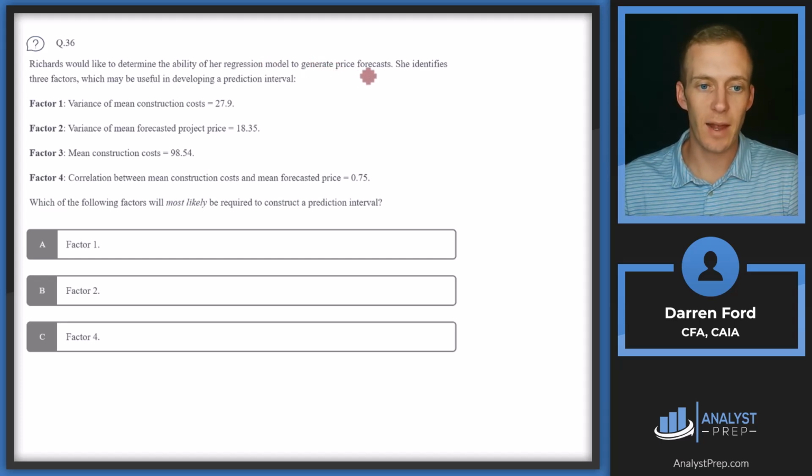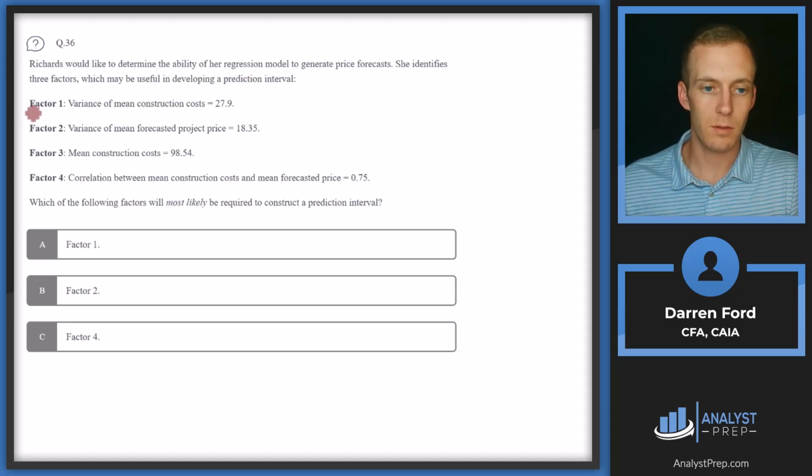Question 36. Richards would like to determine the ability of her regression model to generate price forecasts. She identifies three factors which may be useful in developing a prediction interval. So we've got factor 1, 2, 3, and 4, and those factors are variance of mean construction cost, variance of mean forecasted project price, mean construction costs, and then correlation between mean construction costs and mean forecasted price. Which of the following factors will most likely be required to construct a prediction interval? Factor 1, 2, or 4.